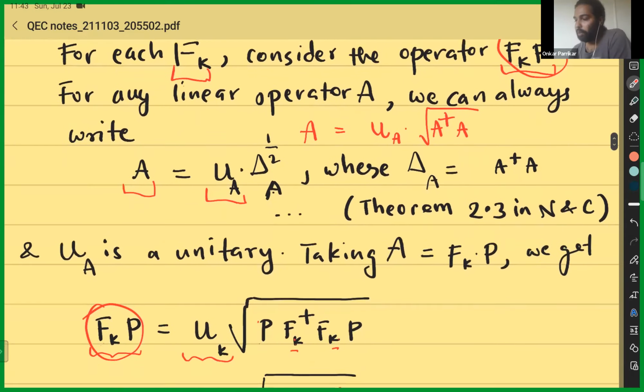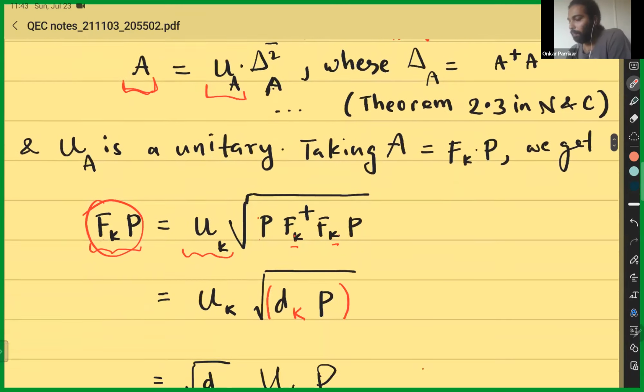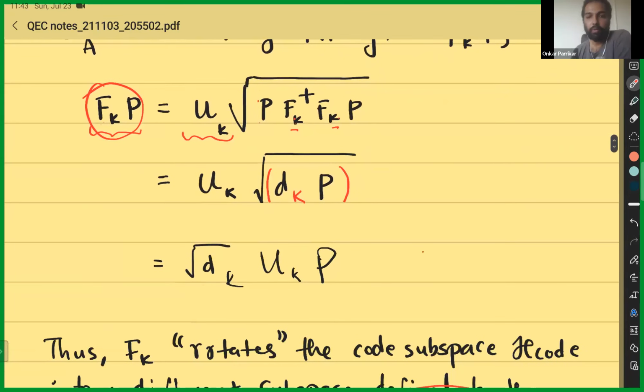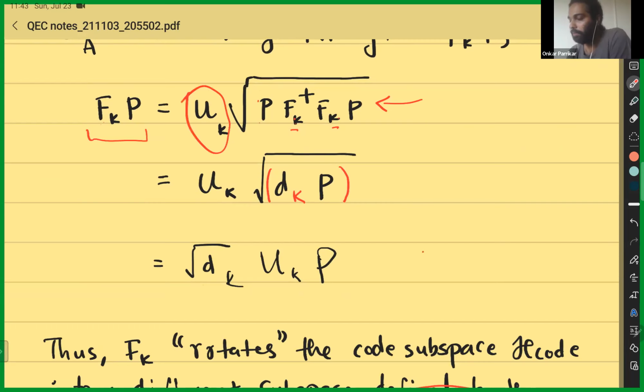And using this polar decomposition theorem, which lets you write any operator as a unitary operator times the square root of A dagger A, where A is the operator you began with, you can show, sorry if I'm going a bit quickly, I'm just reviewing what we did towards the end of last lecture. But do ask any questions if you have. So this F_k times P, you can, using polar decomposition, write in this form. So here U_k is some unitary operator, and this thing here is the square root of P F_k dagger F_k P.